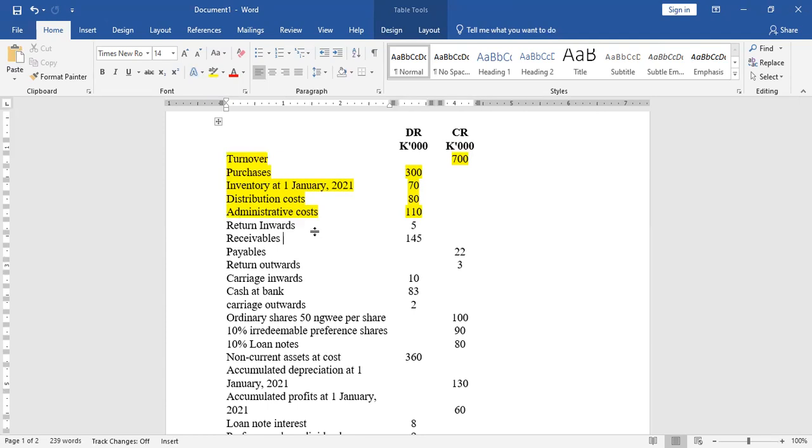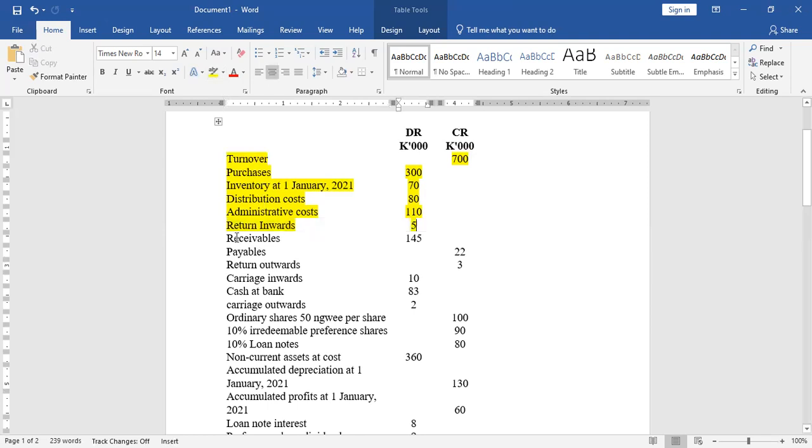Maybe the goods were bad, or maybe we oversold, or we oversupplied what the customer required. Therefore, the customer had to return some. So this one reduces the sales, or reduces turnover, or reduces revenue. So it will be part of the profit or loss statement.